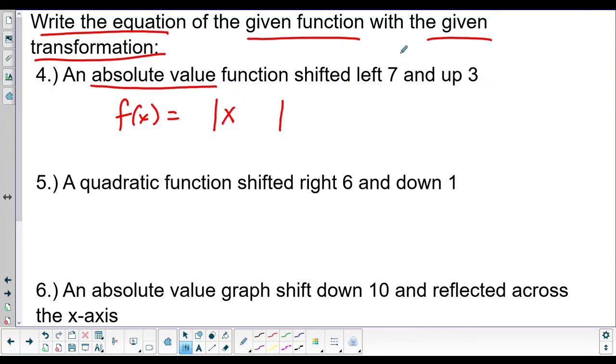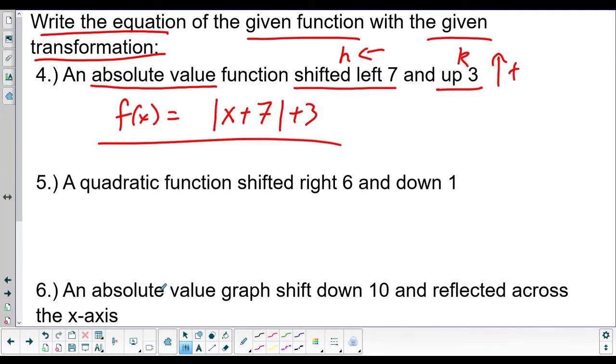Now we need to read our transformations. This could be shifted left 7. Left and right is the h value. Left is usually negative, and h has to be backwards. So we're going to put plus 7 in the h position. Then we need to go up 3. This is a k value. And remember, k does not lie. Up is positive, so we're going to put plus 3. And then that's your equation.